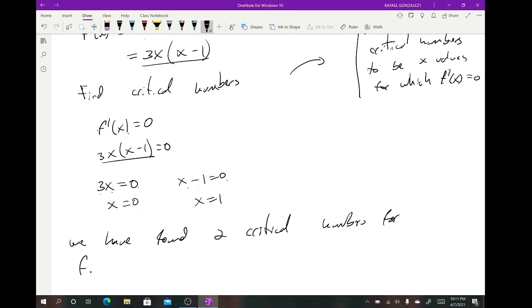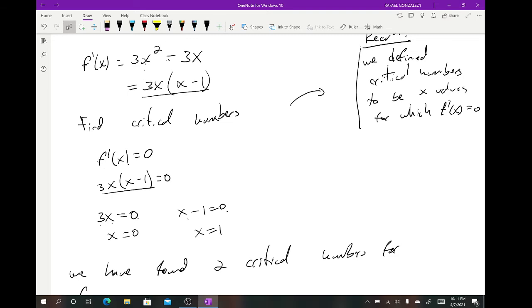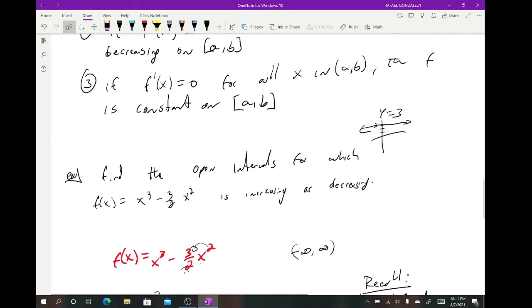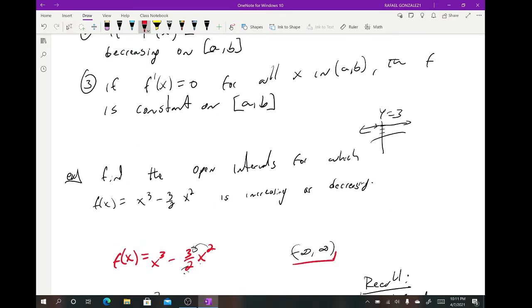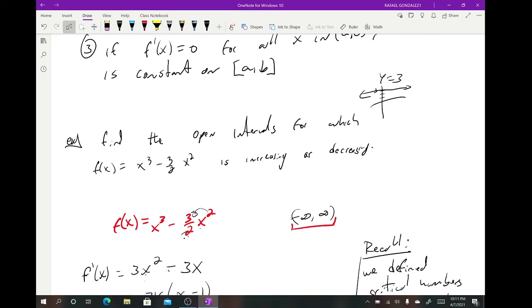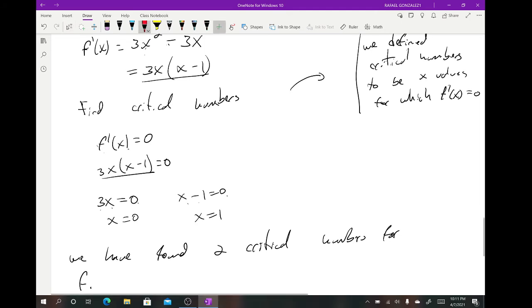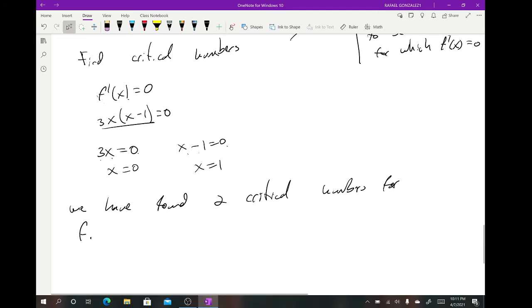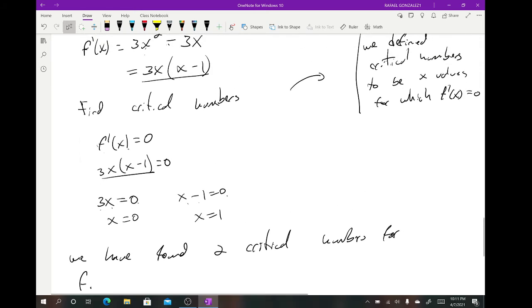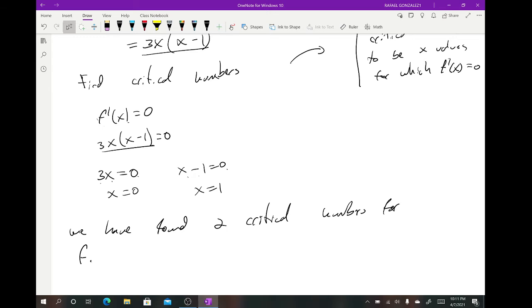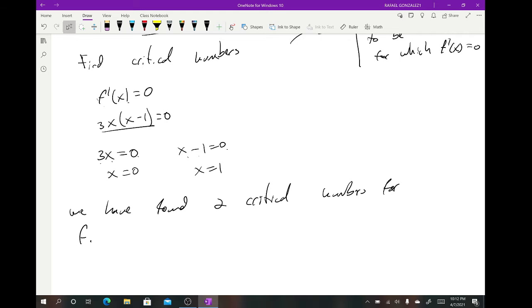Now, an important question arises. This function f, I defined it to be on the entire real number line. Could there be any other critical numbers? Well, because there are no other points at which the derivative does not exist, we can conclude that these are the only two critical numbers.